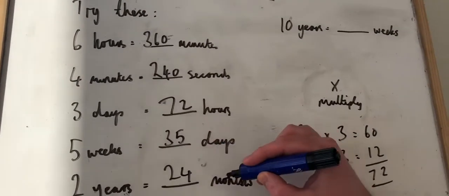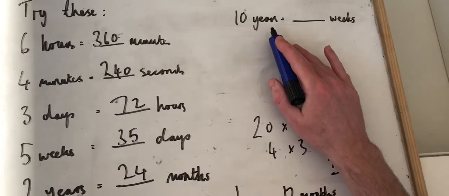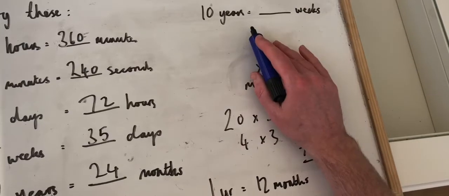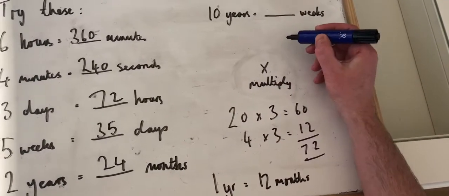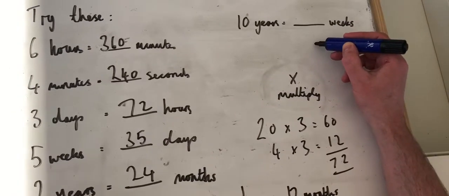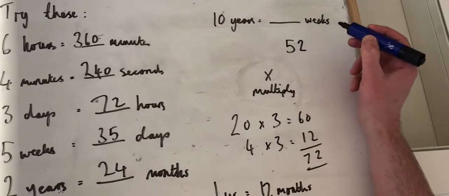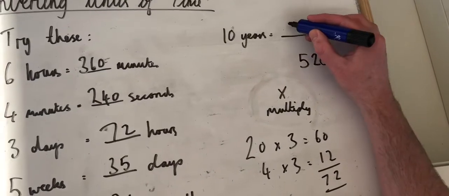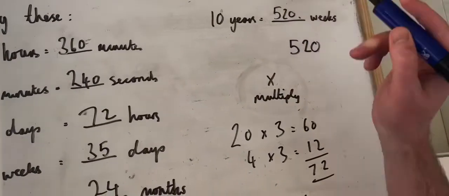Well done. And then finally up here, what's our basic conversion between the units? How many weeks in a year? 12. No, that's months. You're getting confused. How many weeks in a year? Can you remember? 52. That's it, well done. And there's 10 of them. 520. Easy peasy. Okay, well done.